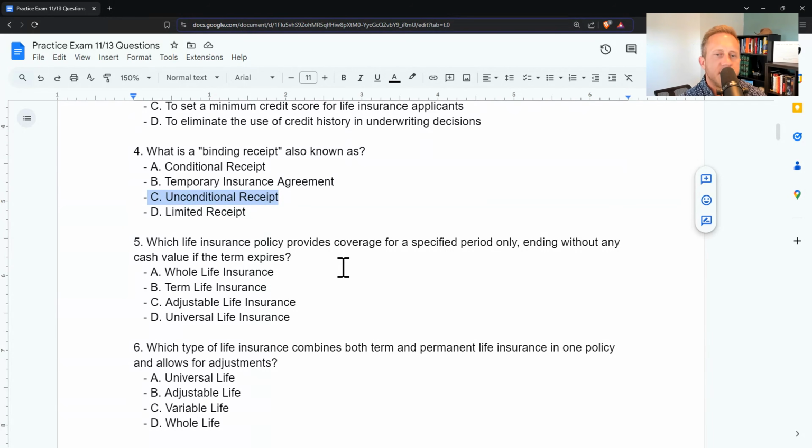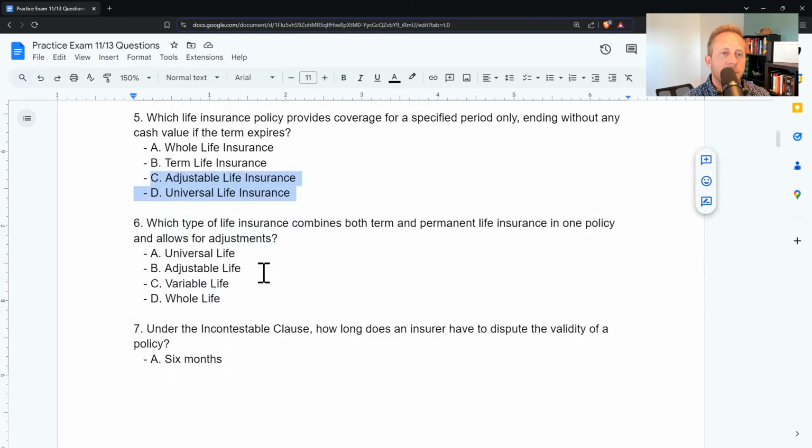Next, which life insurance policy provides coverage for a specified period only, ending without any cash value if the term expires? Well, the answer is in the question. That one would be B, term life insurance, okay? Whole life insurance has cash value. Term life insurance does not have cash value, and adjustable and universal life often have cash value.